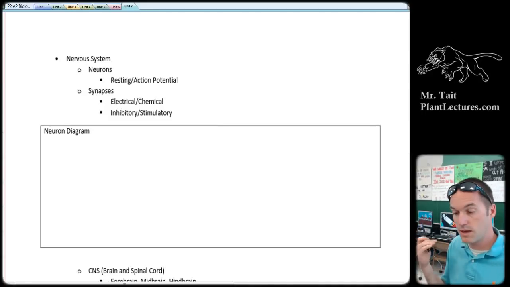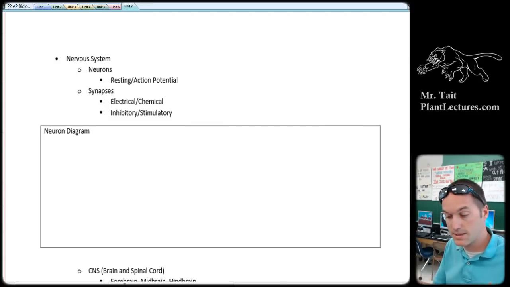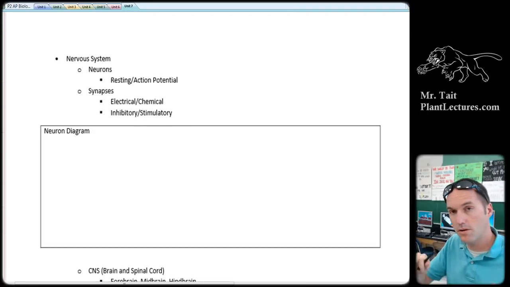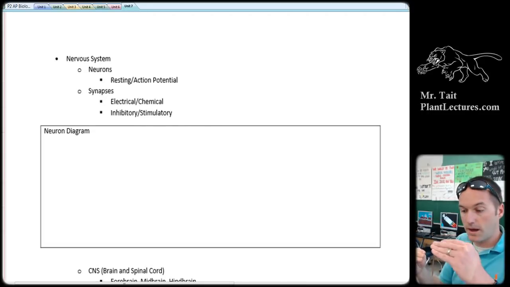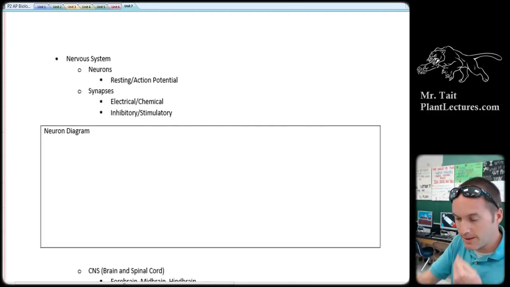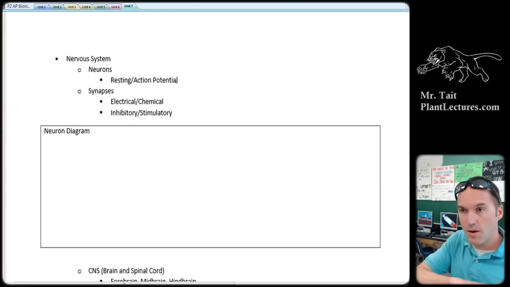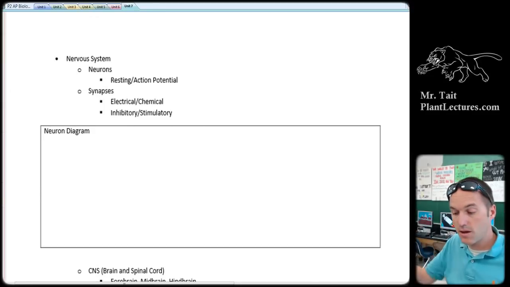Resting potential is when the neuron is a salty banana, so it's got sodium on the outside and potassium on the inside. And then once it's triggered, those two ions are sort of going to switch places, and you'll end up with an action potential where that electrical impulse fires down the neuron and then stimulates the next neuron.